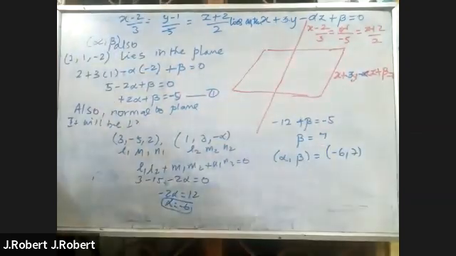Please listen. So it is given that a straight line x minus 2 by 3 equals to y minus 1 by minus 5 is equals to z plus 2 by 2 lies on the plane x plus 3y minus alpha z plus beta equal to 0.